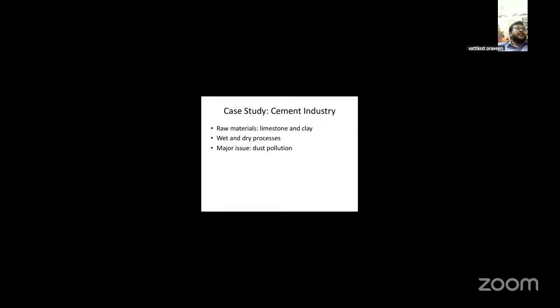What is the case study of the cement industry? The cement industry is a major industrial sector that uses raw materials and involves processes that can create significant dust pollution, affecting the workers and the surrounding environment. What are the raw materials? The primary raw material used in cement manufacture is limestone, the main source of calcium carbonate. What is the clay? Clay provides the silica, alumina, and iron oxides.